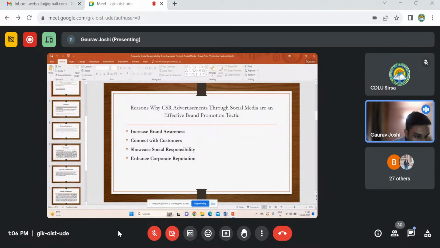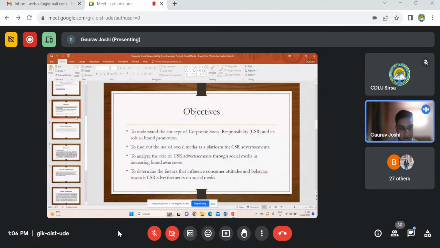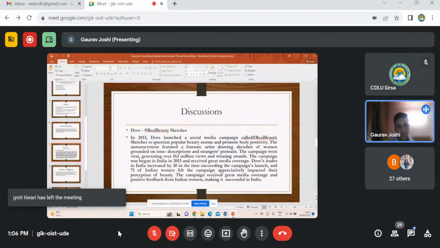reputation. So coming to the discussion of my research, the objectives are to understand CSR and its role in brand promotion, find out the use of social media as a platform for CSR advertisement, analyze the role of advertisement through social media in increasing brand awareness, and to determine the factors that influence consumer attitude and behavior towards CSR advertisements. So this discussion is on different campaigns.